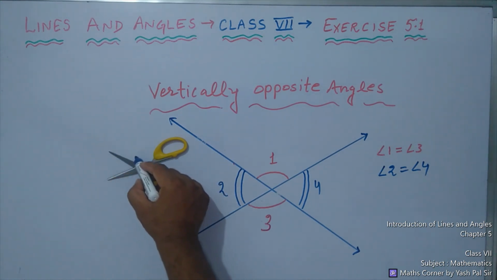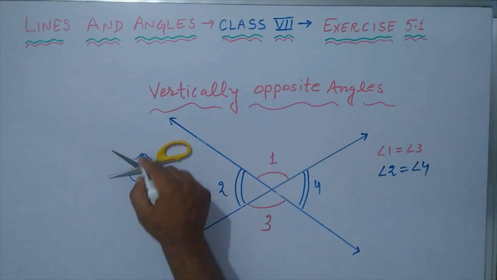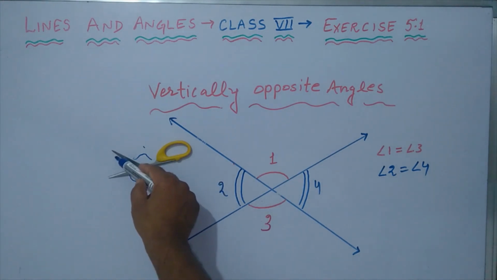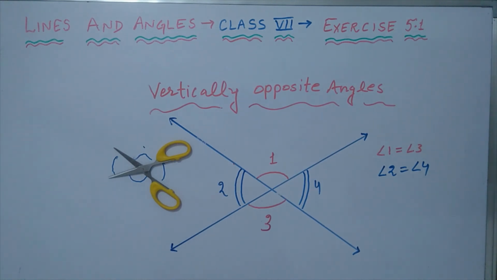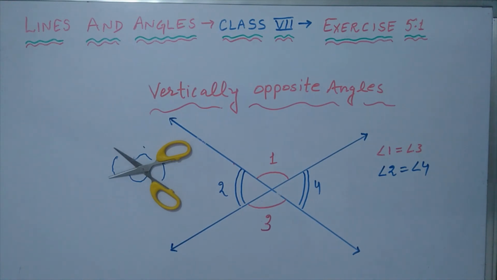We can understand this with one example with the help of a scissor, right? Here in the scissor, this angle is equal to this angle, so these two angles are vertically opposite angles, they are equal. Similarly, this angle is equal to this angle, right? They are also vertically opposite angles.